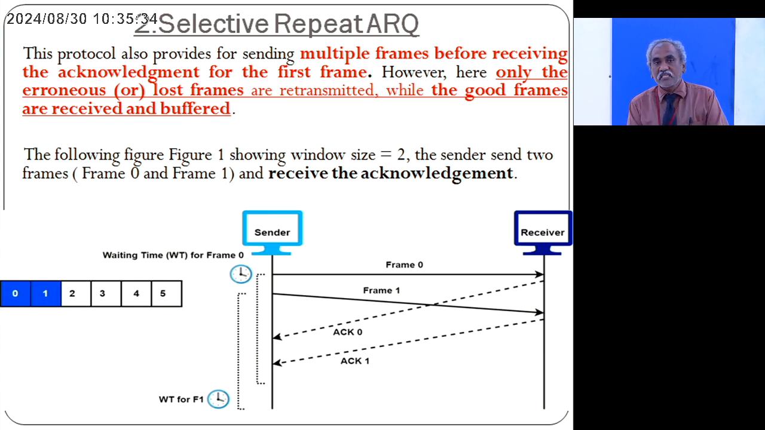In the case of selective repeat ARQ, we can send multiple frames before receiving the acknowledgement for the first frame, right? So we send multiple frames from the source computer to the destination computer. If any frame is damaged, lost or corrupted, only that frame is resent instead of all the subsequent frames. You see this diagram, right? The sender sends frames 0 and 1 to the receiver. The sender receives ACK 0 and ACK 1.